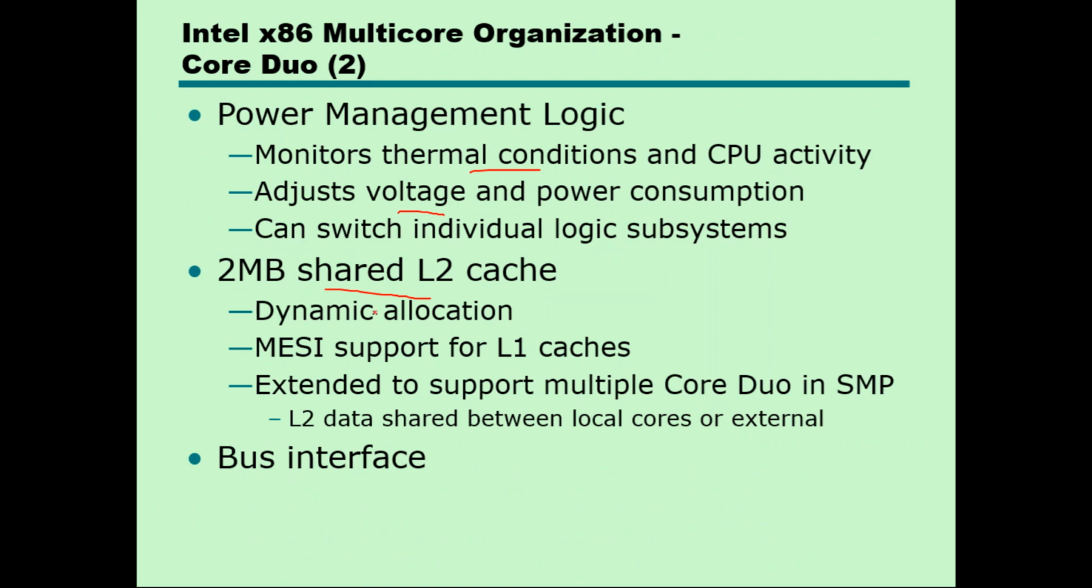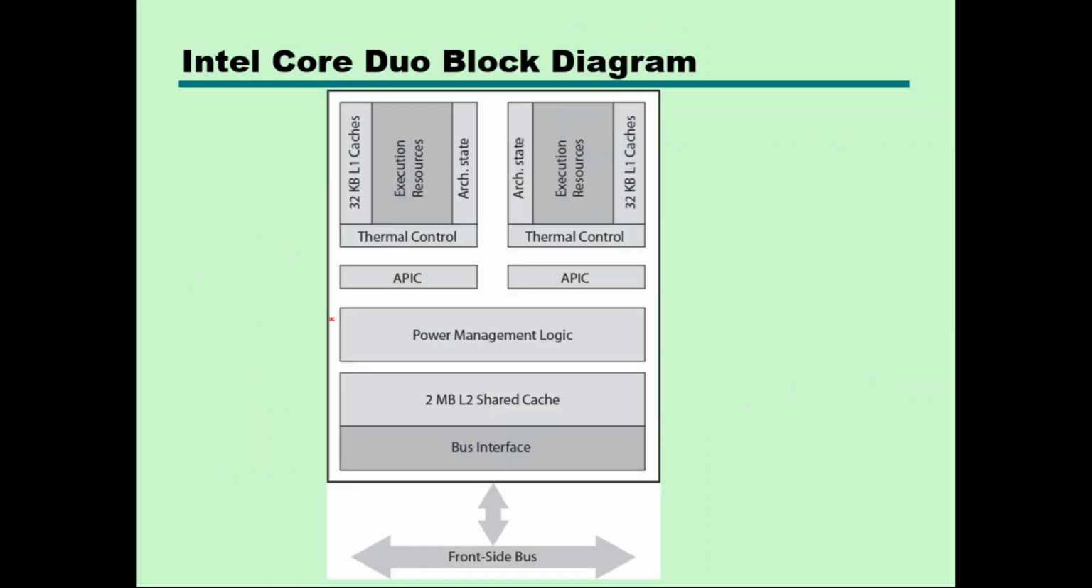So this shared L2 cache setup supports the MESI protocol for the L1 caches, because cache coherence is required for L1 cache only, not for L2. So MESI, I guess you remember: modified, exclusive, shared, and invalid. Right, so this is the typical configuration of Core 2 Duo.